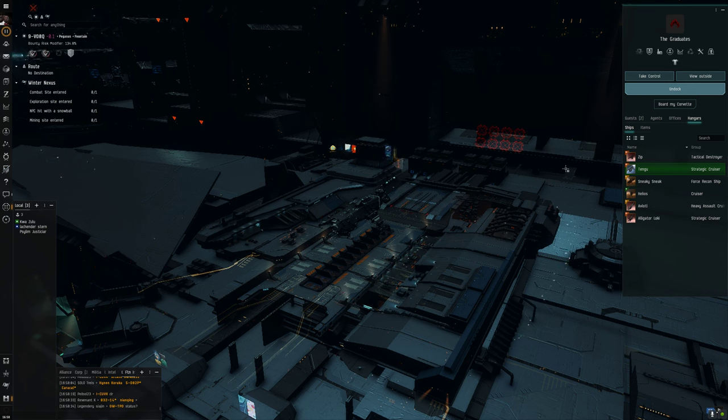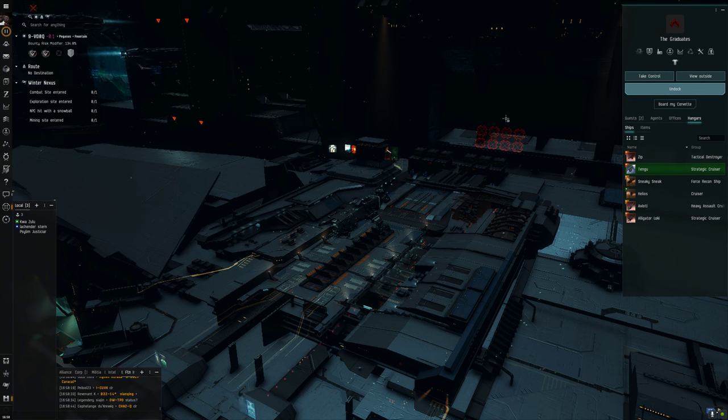Or if you see gankers in the system and you know how many gankers it's going to take to tackle your ship and to kill your ship, that's kind of a judgment call that you have to make.